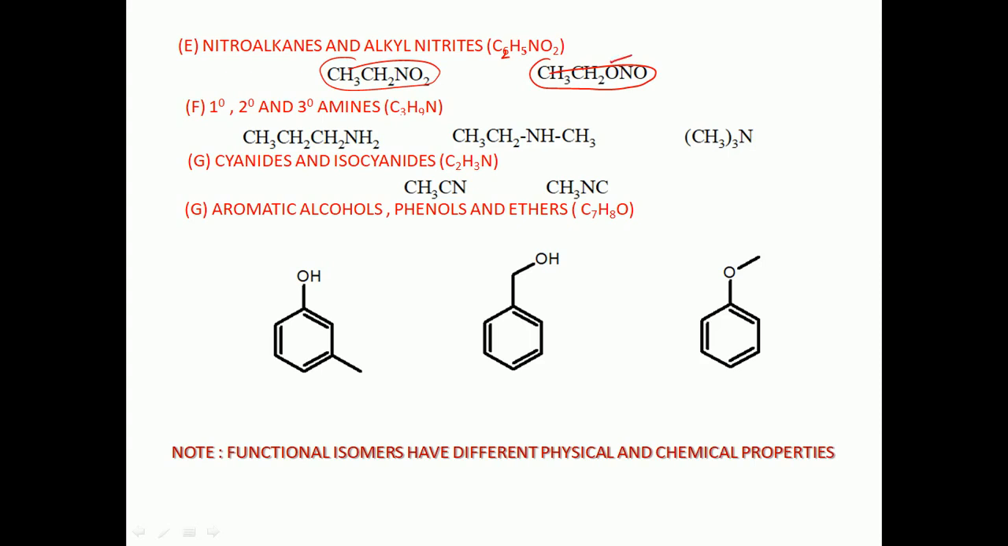What is the difference? The first one is NO2, the second one is ONO. The first one is bonded through nitrogen, the second one is bonded through oxygen.